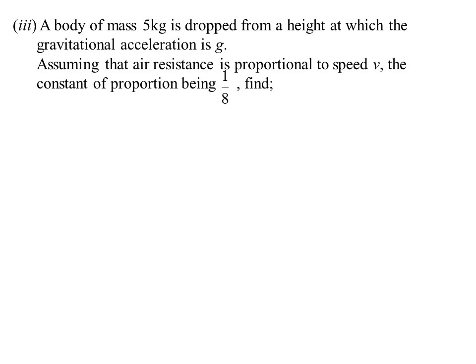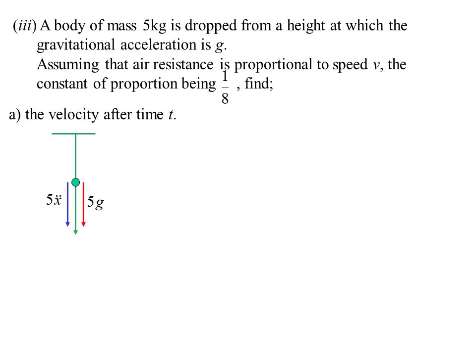Let's do one where we're dropping a body. Body mass 5 kilos, dropped from a height. Air resistance is proportional to the speed v. The constant of proportion is 1/8. Find the velocity after time t. Down we go. They've told me mass is 5, so I've written it as 5 times acceleration for my resultant force. I've got mg, 5g in this case, and going up, 1/8 of v.